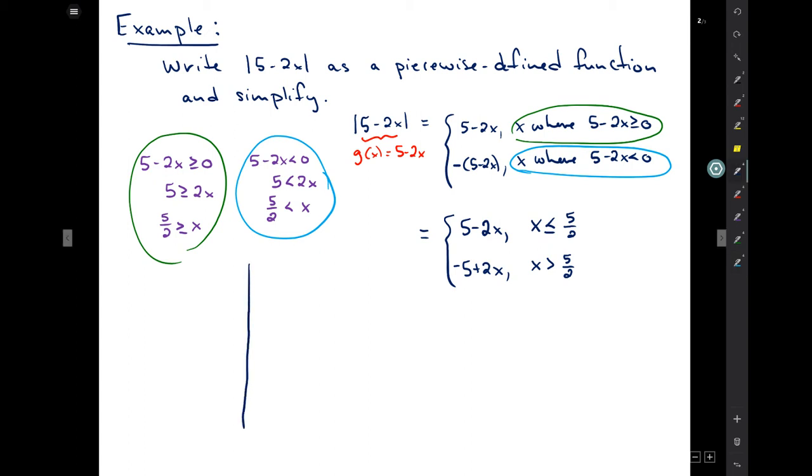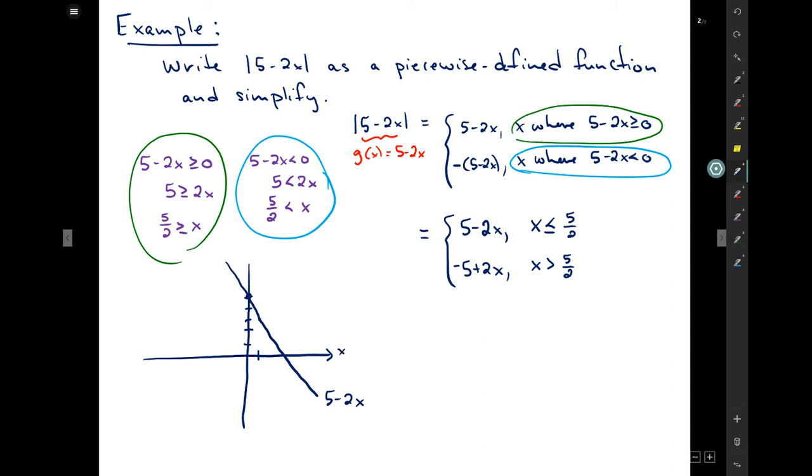So if I graph the line 5 minus 2x, I know that it has a y-intercept of, not of 2, of 5. 1, 2, 3, 4, 5. It has a slope of negative 2. So if I go down 2 over 1, there's another point, and now I can connect these. So this is the line 5 minus 2x.